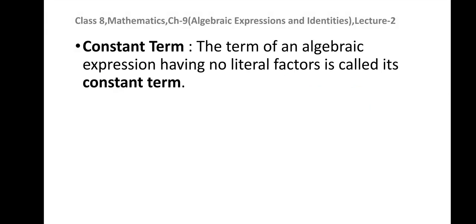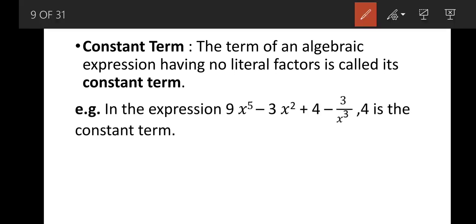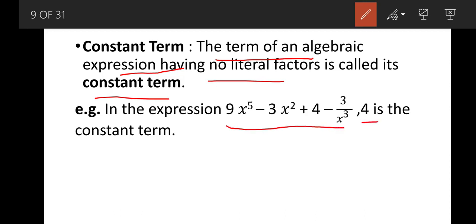What do you mean by a constant term? The term of an algebraic expression having no literal factors is called its constant term. Then in the expression, 4 is the constant term. So the term of an algebraic expression having no literal factor is called constant term. In this algebraic expression, 4 is not having any literal factor, so this is the constant term.